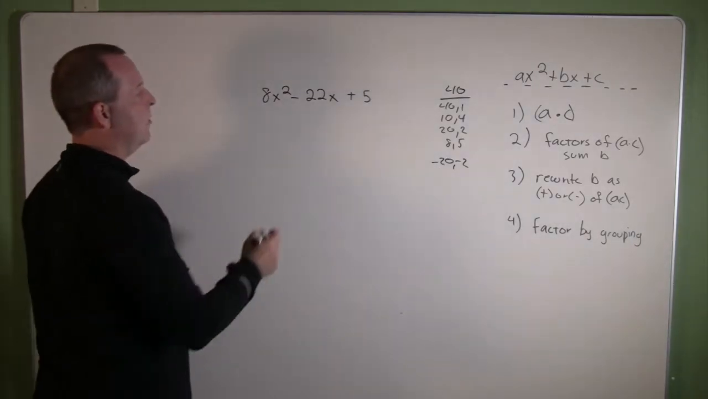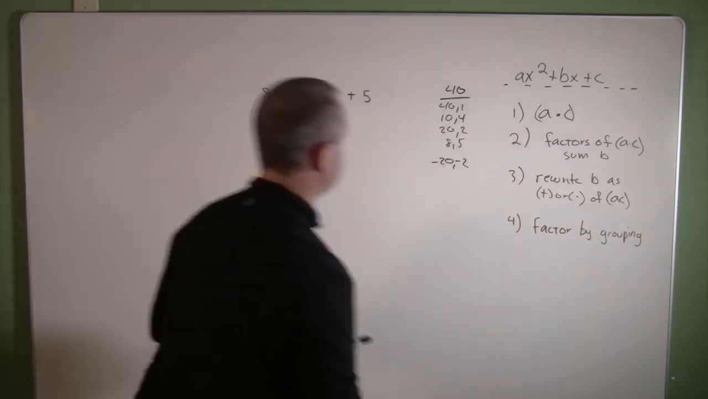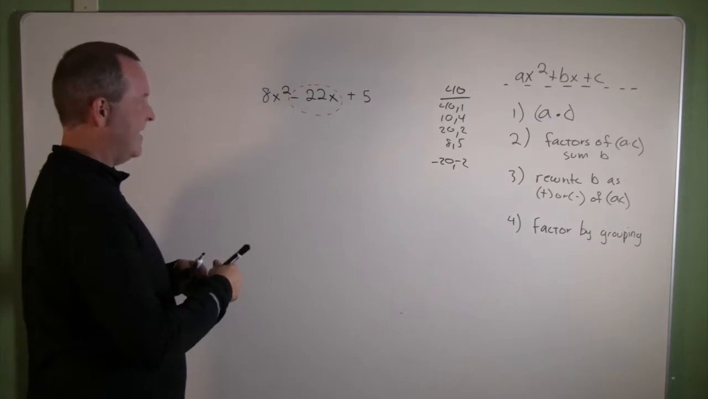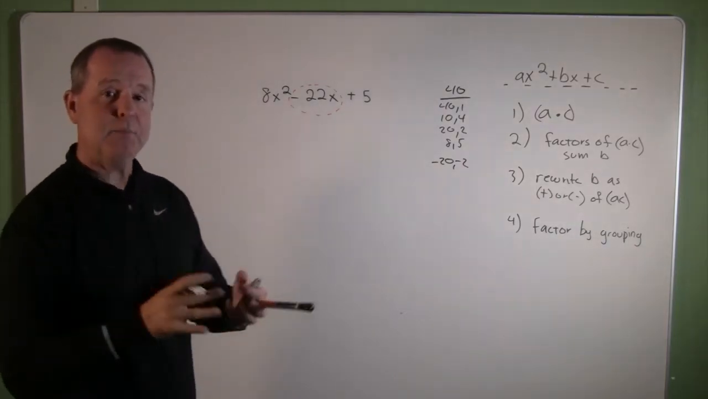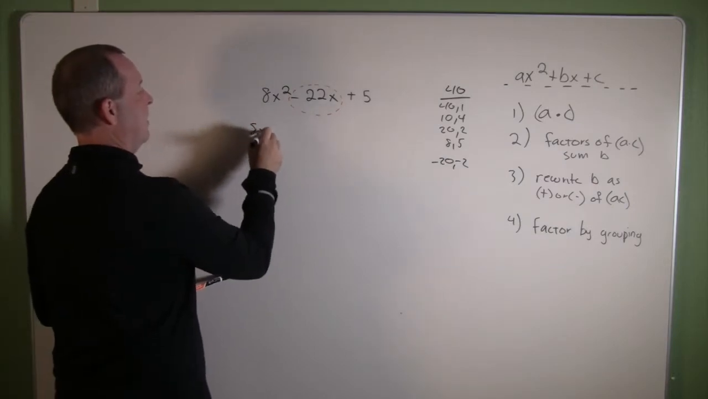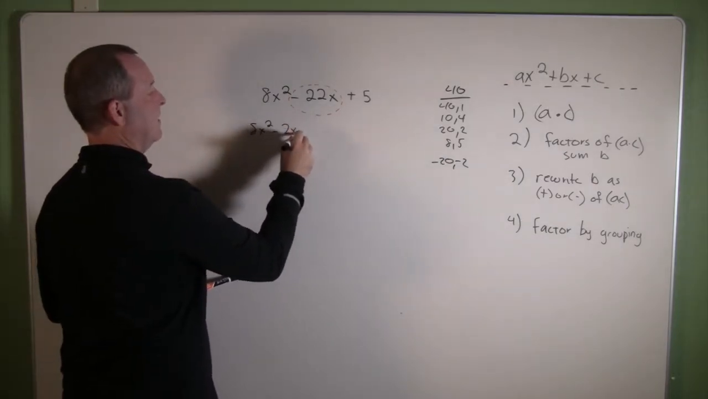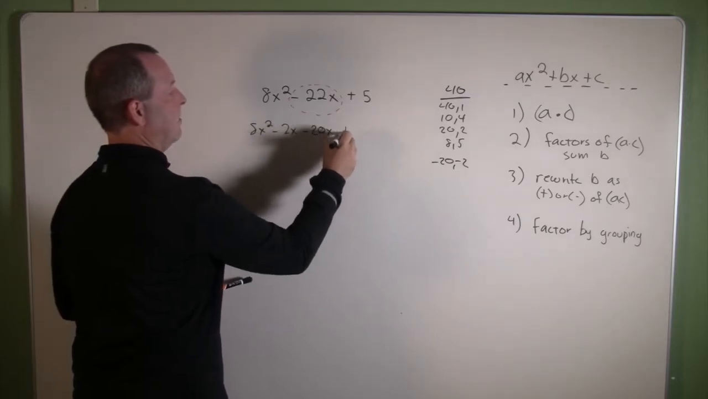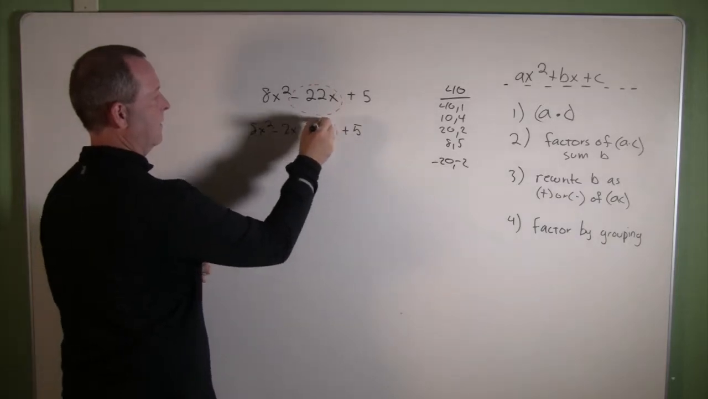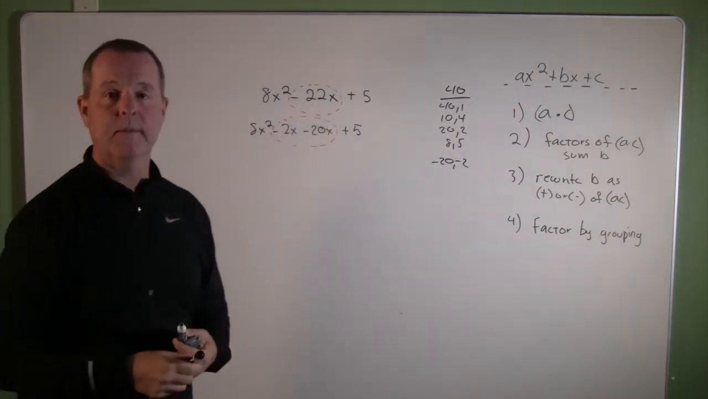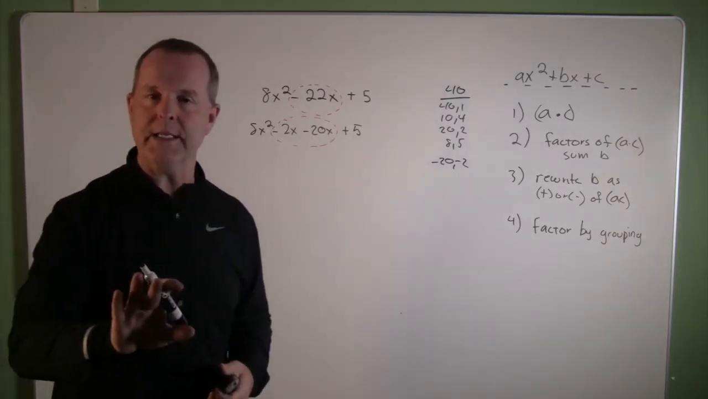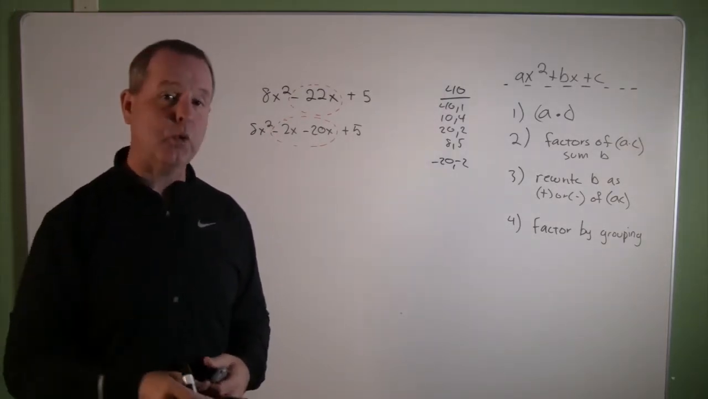So what I'm going to do then is rewrite that negative 22x. I'm going to split it into two components. So I'm going to rewrite it as 8x squared minus a 2x minus a 20x plus a 5. Those two terms are the same. One has just been broken down into components because I think from here I can group.